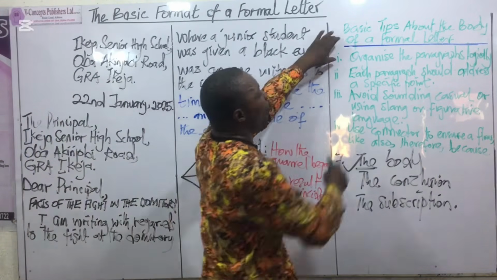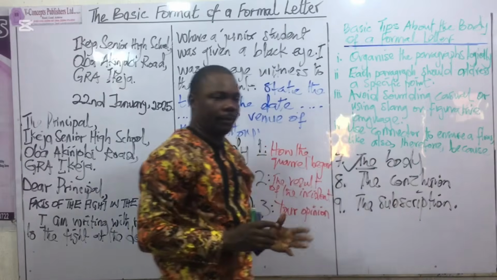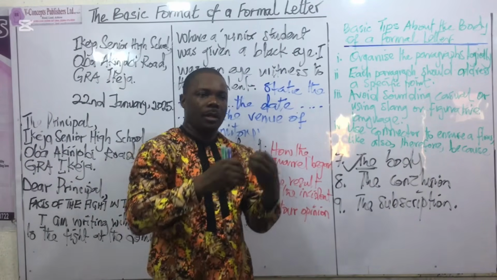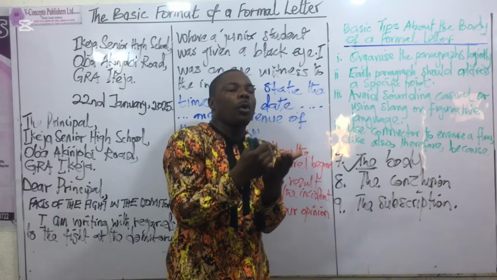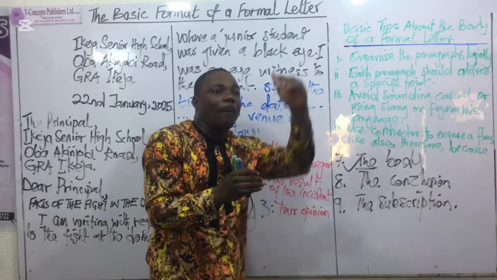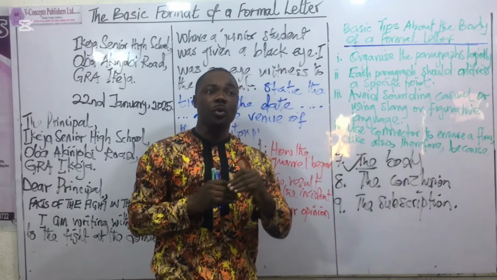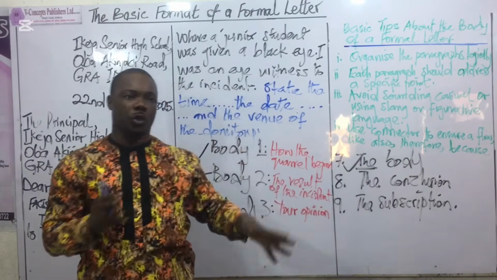Number 1, organize the paragraphs logically, as there must be a flow. What that means is that there must be a reason why you are transiting from paragraph 1 to paragraph 2. There must be a connection between paragraph 1 and 2, and then paragraph 2 and 3, and so on.